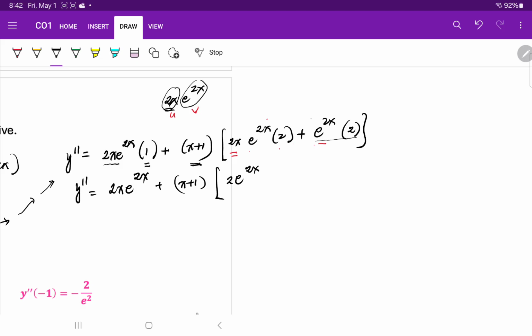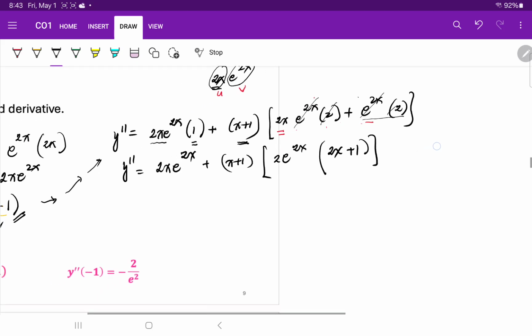Okay, so 2e to the 2x is common. So we factor out 2e to the 2x, just this one. So what's left inside? 2x. This one is out. So what's left inside? 1. Alright? So then, what's next?